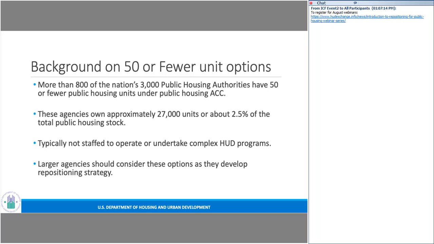And don't despair if you're a housing authority that's larger than 50 units and you're on this webinar. Some of these 50 and under, or 50 or fewer, options that we're going to talk about today will be relevant to you as you reposition some of your assets, and you may be thinking ahead about what happens once I get down to under 50.